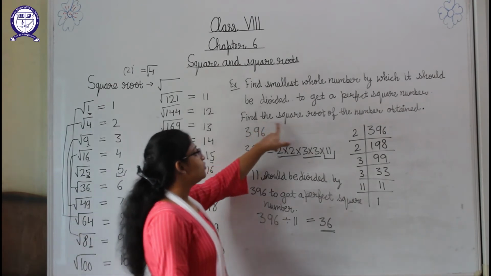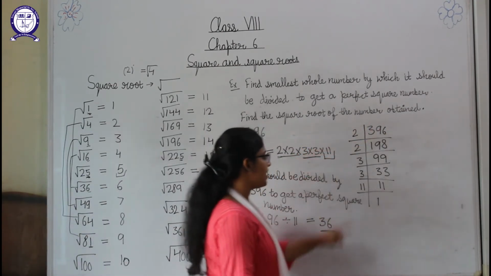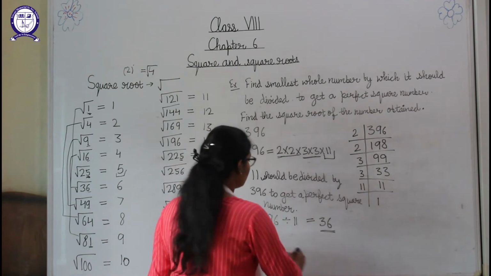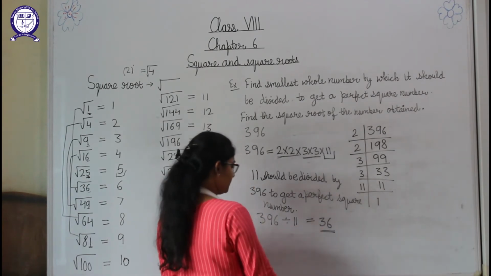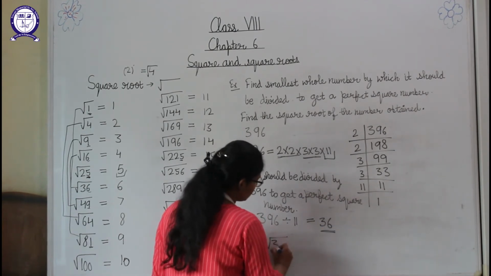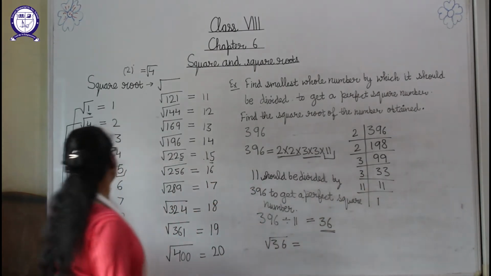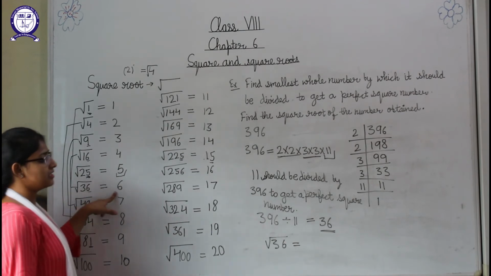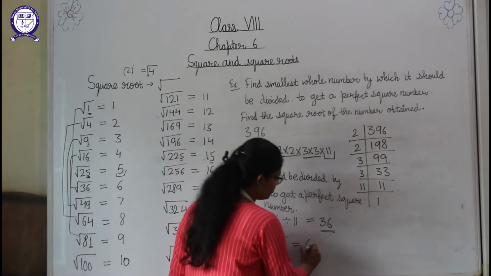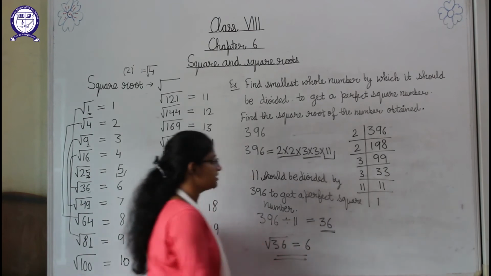So here 36 is a perfect square number. Okay, now what we have to do? Find the square root of the number obtained, and we obtained 36 here. So now we will find the square root of 36. So students, what will be the square root of 36? We know that root of 36 is 6. So root 36 will be equal to 6. So this is our answer.